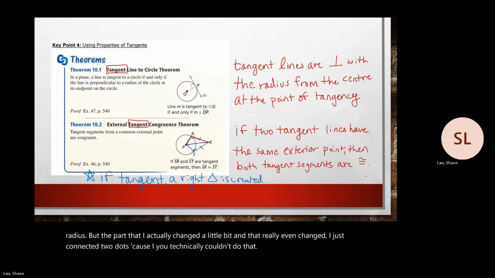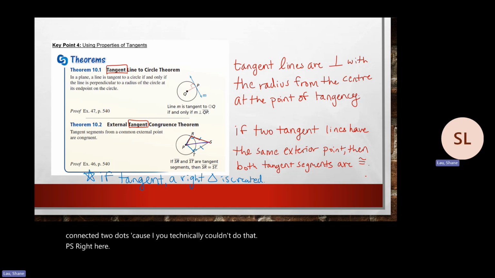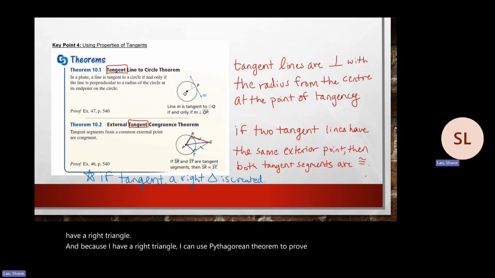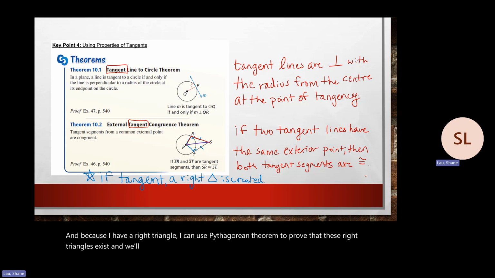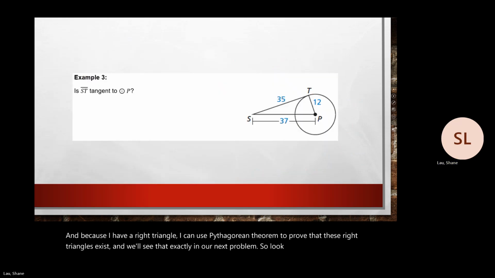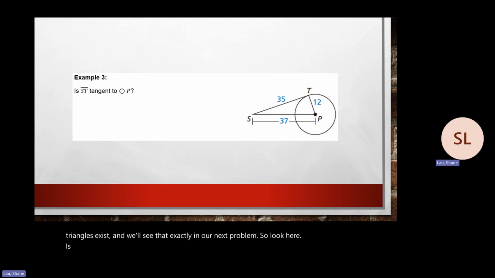PS right here. Well, if I have those two legs, and I have PS, which is my hypotenuse, across from the 90-degree angle, I have a right triangle. And because I have a right triangle, I can use the Pythagorean theorem to prove that these right triangles exist. And we'll see that exactly in our next problem. So look here. Is segment ST tangent to circle P?